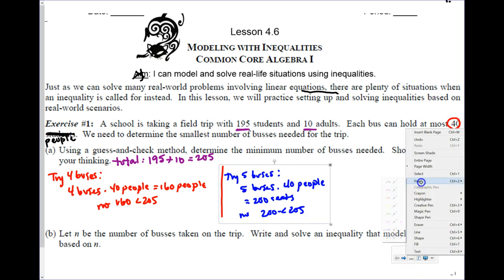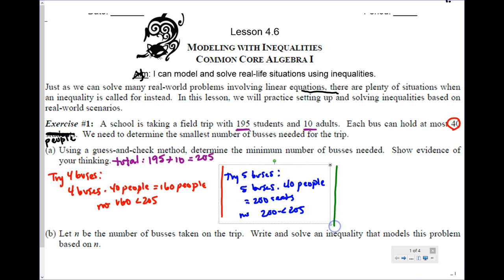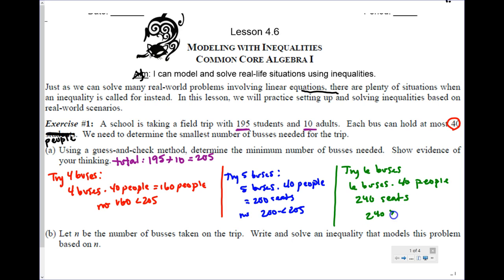So now let's try 6 buses. If we keep going up, notice how we're getting bigger and bigger each time. So if we try 6 buses, we're going to have 6 buses times 40 people. That's going to give us 240 seats. Is that going to be enough? Yes, because 240 is greater than 205. So 6 buses will work.